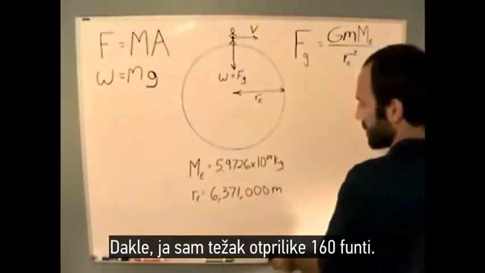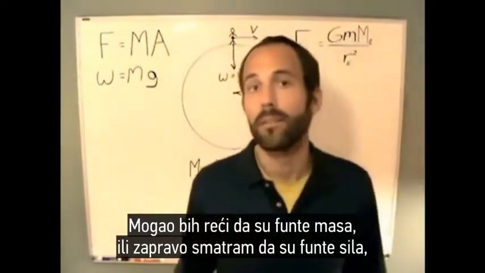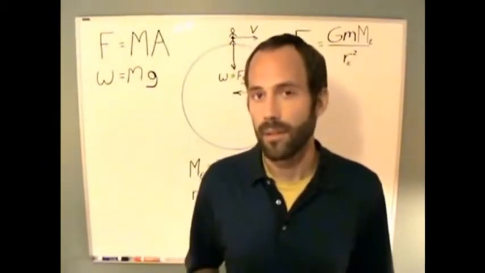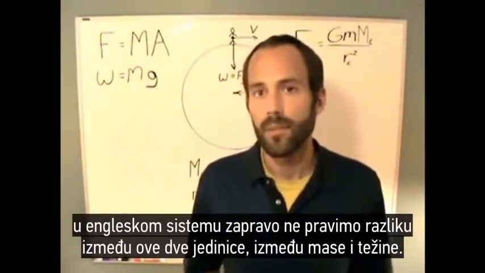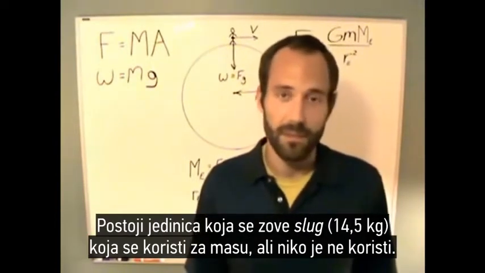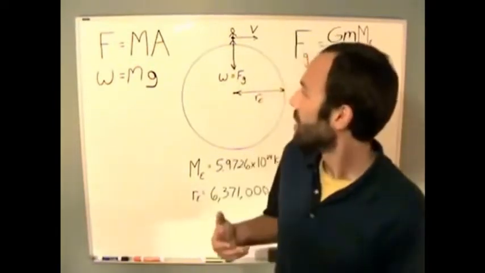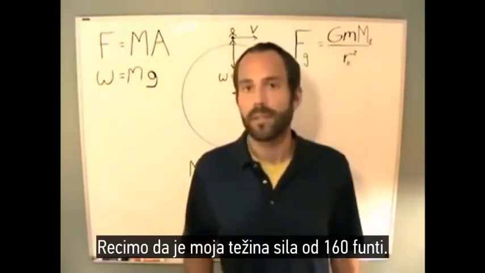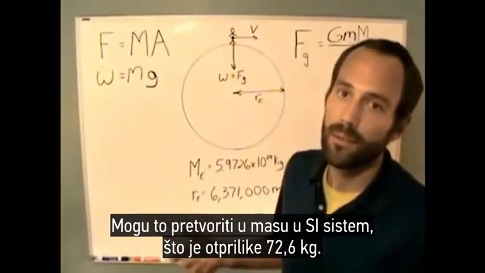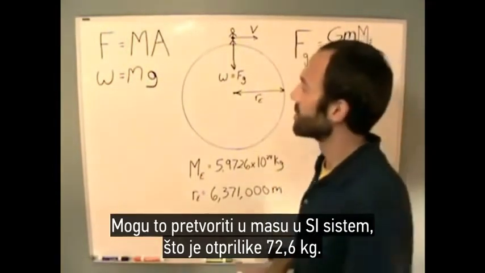So I weigh about 160 pounds, and in the English system I could just say that's pounds mass, or actually I can say that's pounds force, but in the English system we don't actually differentiate with 2 different units between mass and weight. There is a unit called a slug that's used for mass, but nobody uses it. So if I say my weight is 160 pounds force, I can convert that to mass in the metric system, which is about 72.6 kilograms.